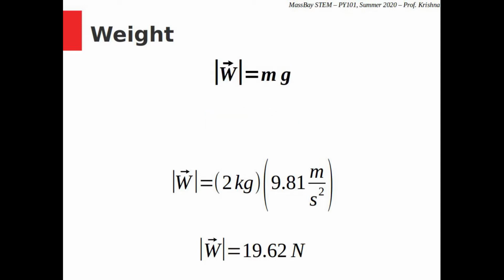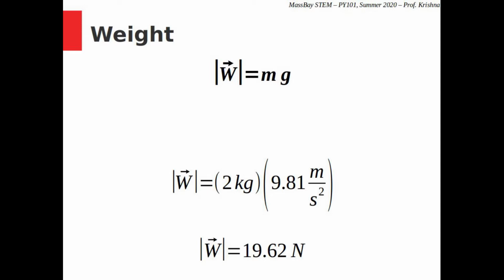Since acceleration due to gravity is used so frequently, especially in forces, we give it its own special symbol, the lowercase letter g. So the equation for weight is commonly written like this. Weight is equal to mass times gravity. W equals mg. Now be careful of one thing.